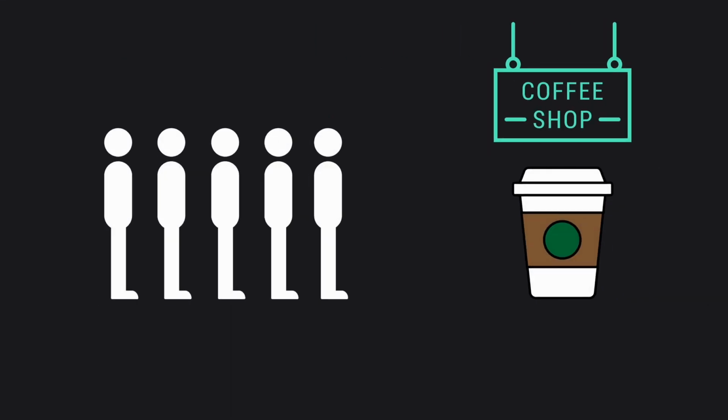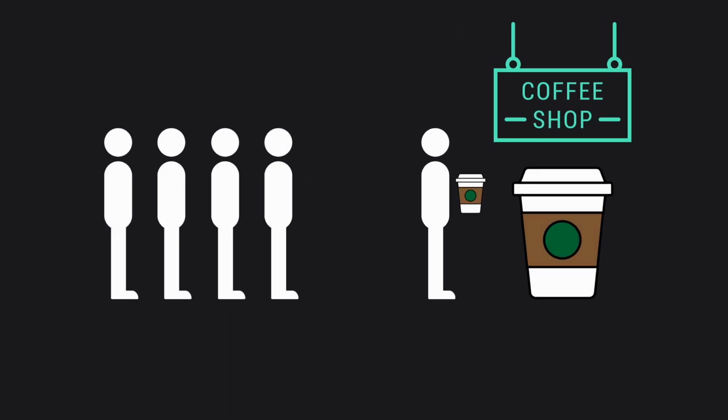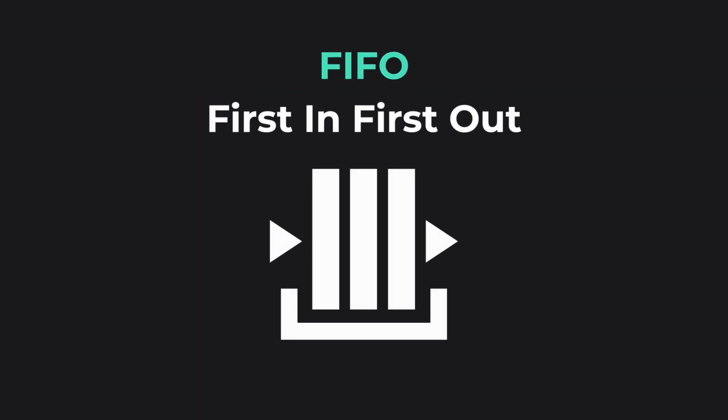Imagine a line in a coffee shop. The first person in line gets served first, right? That's exactly how queues work in data structures. A queue follows the first in first out principle. Just like in a coffee shop, the first person to get in line is the first one to get served.